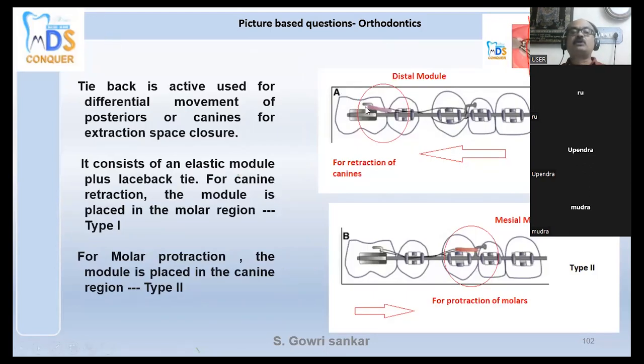And if a module is given, it actively pulls the teeth. If the module is given in the molar region, it is called type 1 active tie back. It tries to pull the anterior teeth towards the molar region. If the active module is given in the canine region, it tries to protract the molar forward. This is type 2. So a mesial module is type 2 and a distal module is type 1. The distal module, type 1, tries to move the canine back. A mesial module given in the anterior end of the canine tries to protract the molar. Okay.